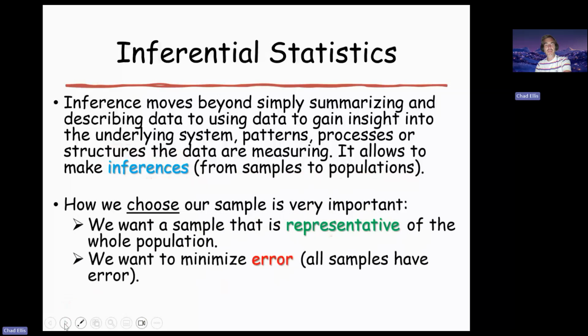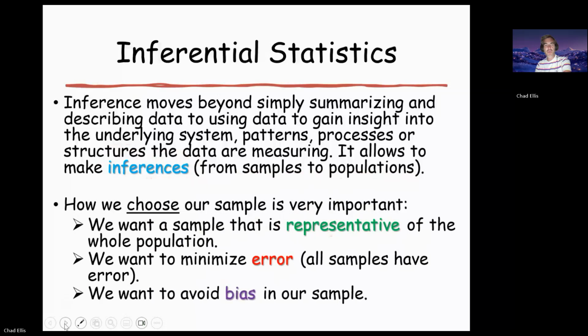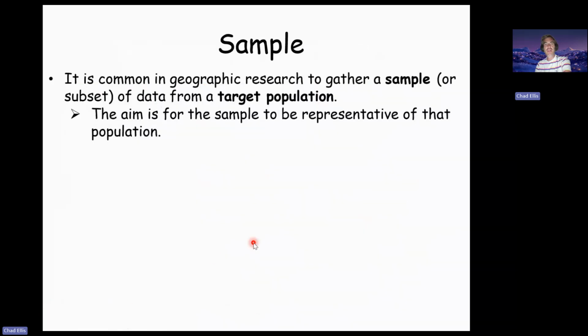We want to minimize the error, right? All samples have error, but it's whether our error is minimal or acceptable enough that we can make some inferences. And we want to avoid bias in our sample. We want to try to avoid sampling areas or groups that are not representative of the larger picture of our population. So some terms here.